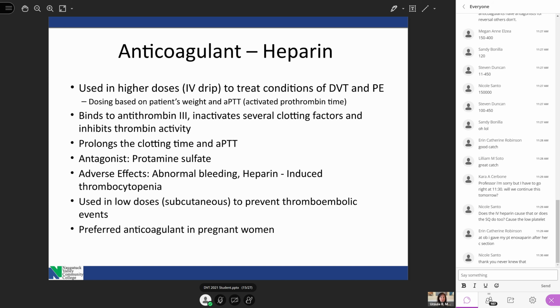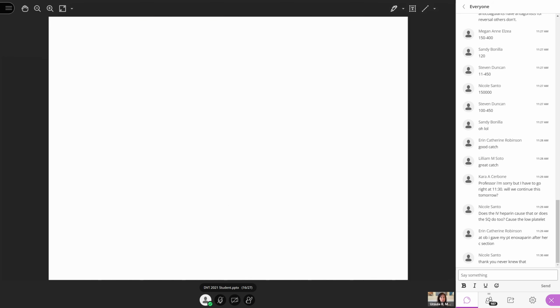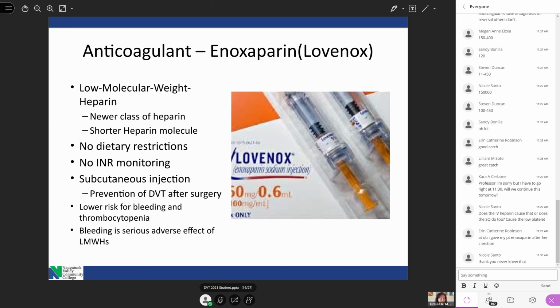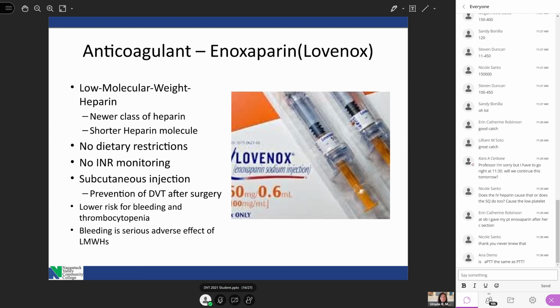Yeah. And I think a lot of the nurses don't know that. Yeah, you never knew that. We just give it, right? Doctor orders it, we give it. No, we need to make sure we have critical thinking skills. Okay, enoxaparin, low molecular weight heparin. It's a type of heparin. It's a little bit different.